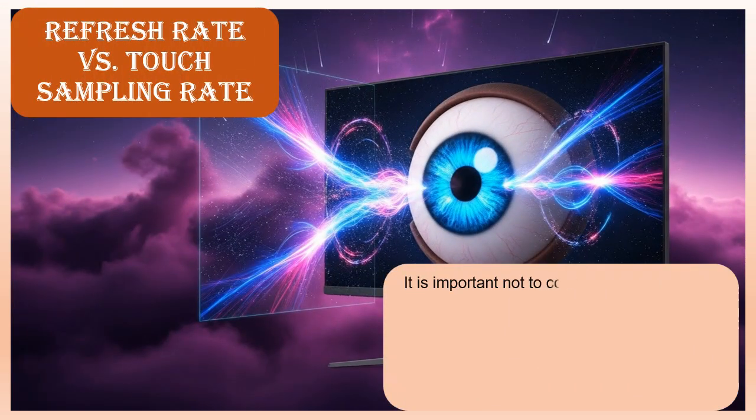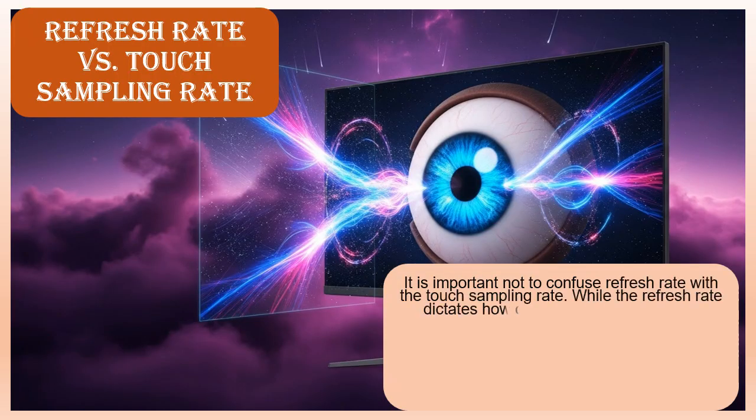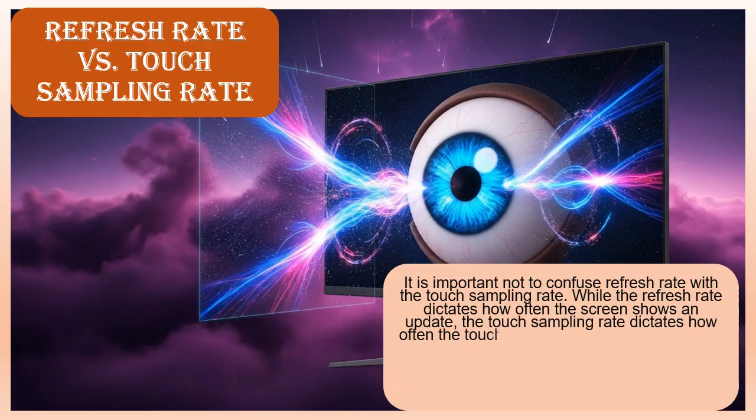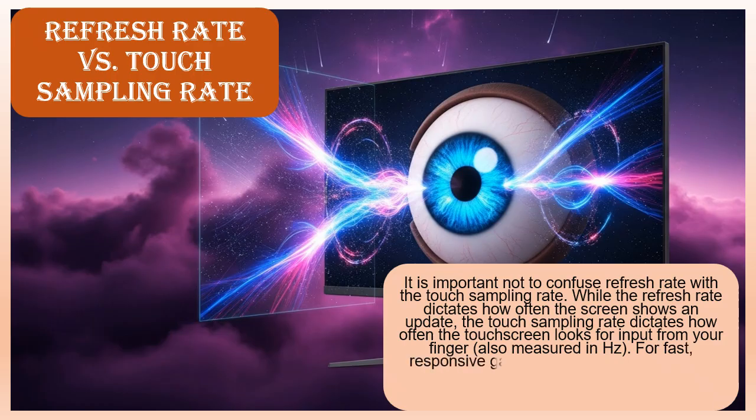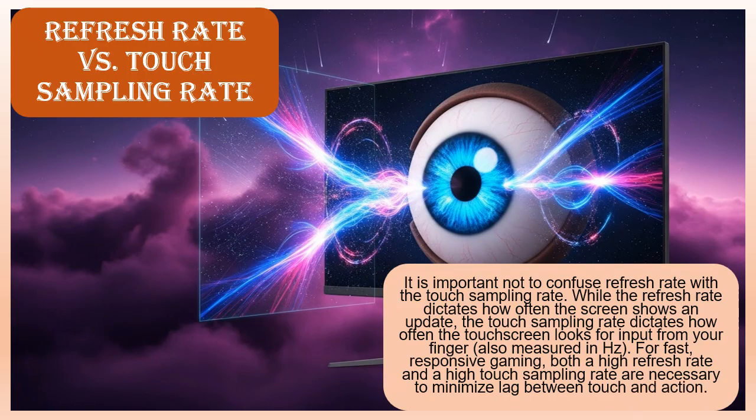Refresh rate versus touch sampling rate. It is important not to confuse refresh rate with the touch sampling rate. While the refresh rate dictates how often the screen shows an update, the touch sampling rate dictates how often the touch screen looks for input from your finger, also measured in Hertz. For fast, responsive gaming, both a high refresh rate and a high touch sampling rate are necessary to minimize lag between touch and action.